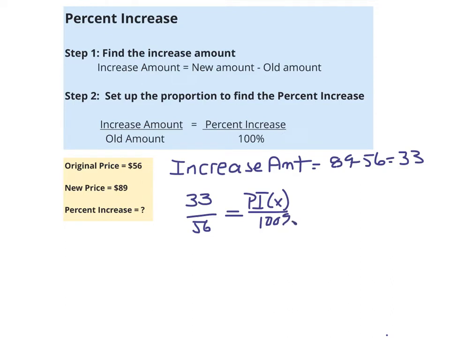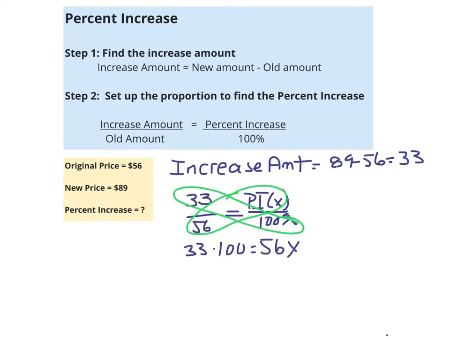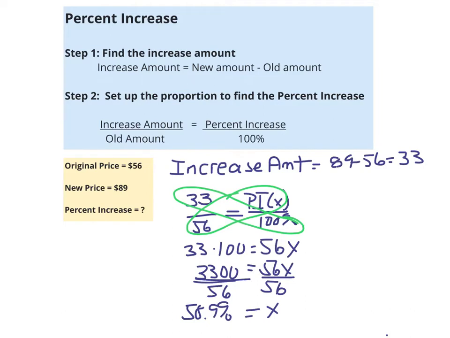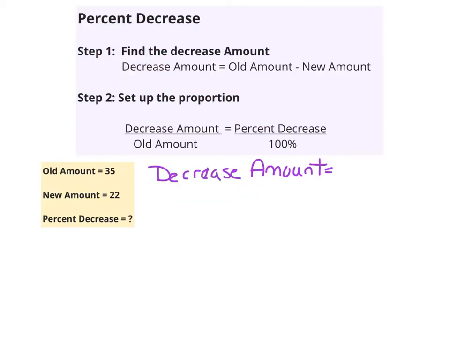And again, we're going to solve our proportion. 33 times 100 is on one side of our equation. And on the other side of the equation, we're going to have our unknown times 56. So we'll put 56x here. And 33 times 100 is 3300 equals 56x. And let's divide both sides by 56, solving our one-step equation. So I get my percent increase is equal to 58.9%.